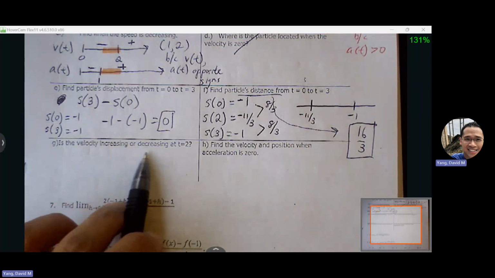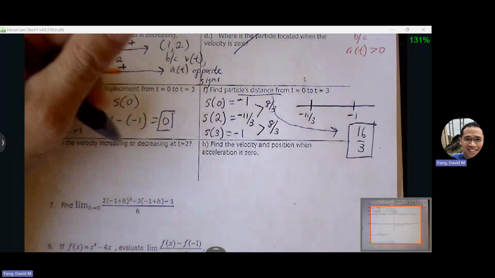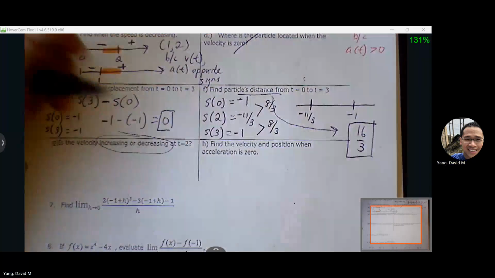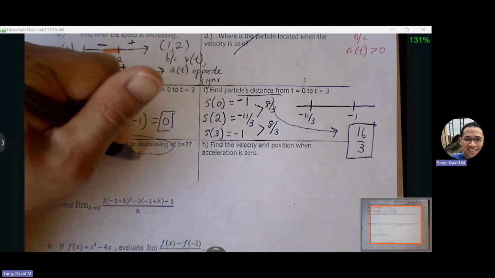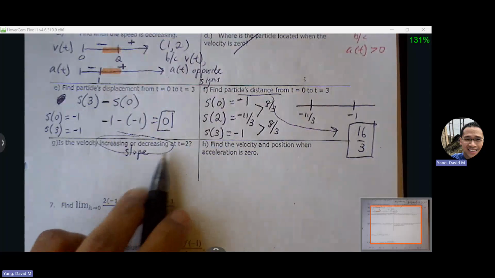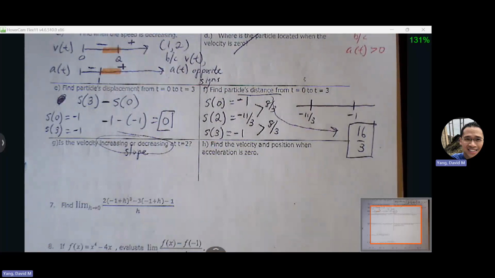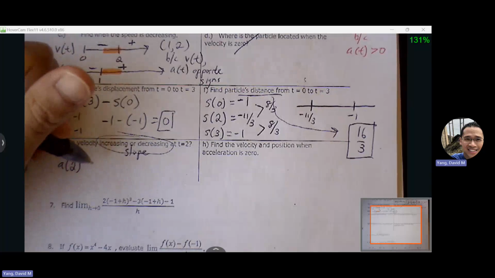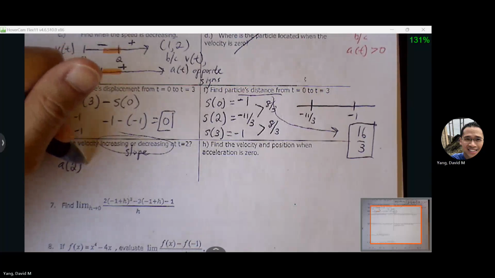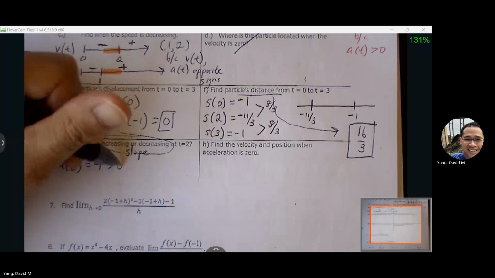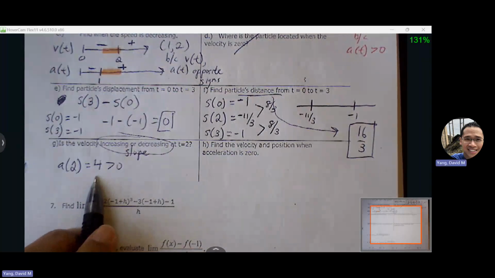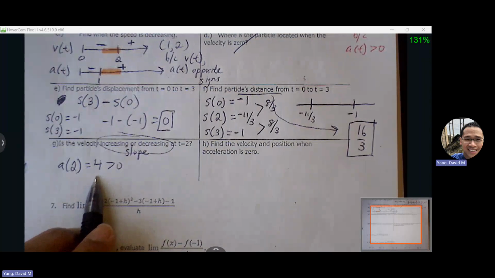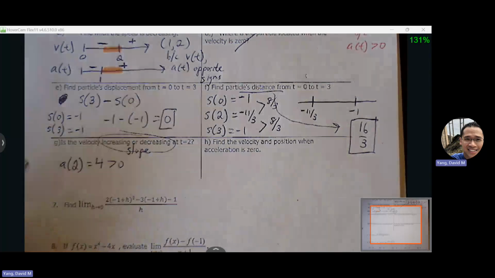Part D, is the velocity increasing or decreasing at t equals 2? This is not talking about velocity. This is talking about what? The acceleration, right? Or the slope. So just plug 2 into acceleration and see if you get a positive or negative value. If you get a positive value, that means my slope of velocity is increasing. If you get a negative value, then slope is decreasing. I get a 4. So basically my velocity function has a slope of 4. That means my velocity is increasing.